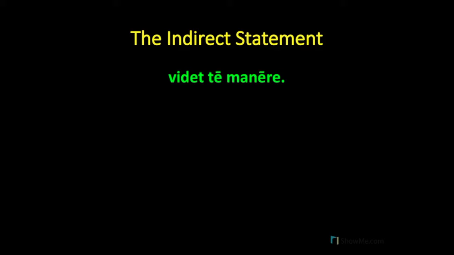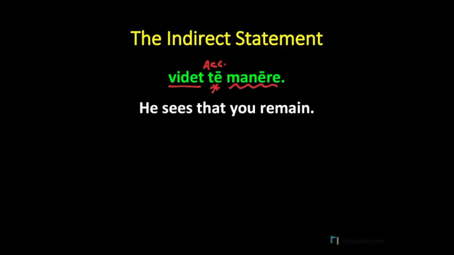Okay, let's look at a few examples to get this idea of the indirect statement into our heads. Videt te manere. Short and sweet. Videt is the main verb, and he, or she, or it is going to be the subject. Te is the accusative subject of the indirect statement, and manere is the infinitive. And so we'll translate, he sees, videt, that key indirect statement introductory word in English, you remain.